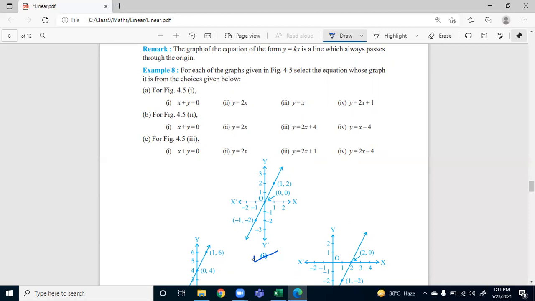Let's say I take 1 comma 2. What is the value of x here? x is 1 and y is 2. I will be checking it. If I put x is equal to 1 and y is equal to 2, am I getting LHS and RHS equal? Just substitute it and find where you are getting LHS and RHS equal. Ma'am, can you do one? Yeah, I can do one.